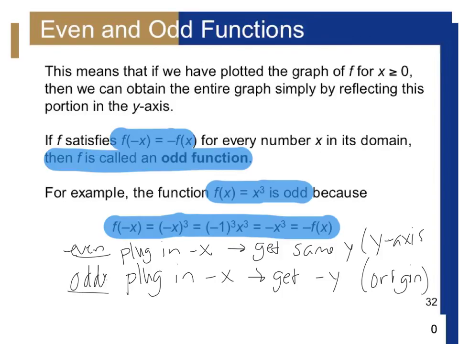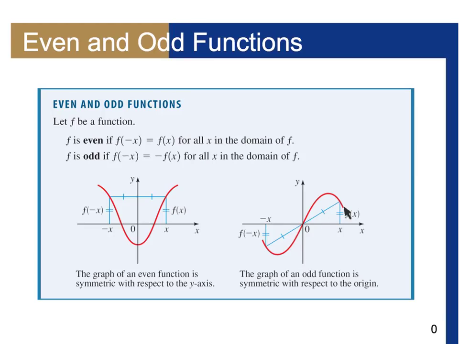Let's just kind of summarize those two. So let's look at the odd function now. Odd, plug in minus x, get minus y. So this is our odd function. You can notice we have that symmetry about the origin. So when you plug in minus x, you get the opposite y. So this is odd. f of minus x equals minus f of x. Remember, f of x is y. So think of plug in minus x and you get the opposite y.